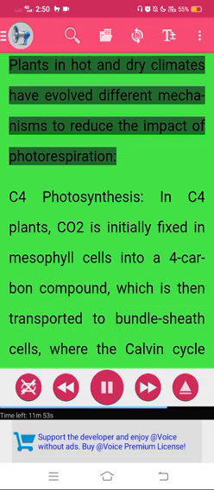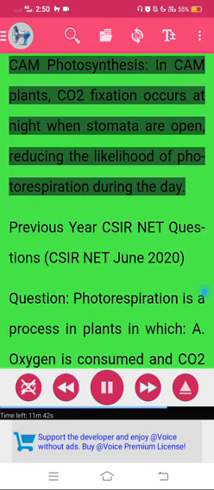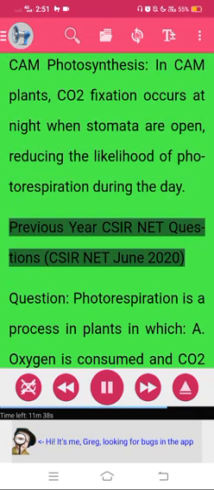Plants in hot and dry climates have evolved different mechanisms to reduce the impact of photorespiration. C4 photosynthesis: in C4 plants, CO2 is initially fixed in mesophyll cells into a 4-carbon compound, which is then transported to bundle sheath cells, where the Calvin cycle occurs, reducing photorespiration. CAM photosynthesis: in CAM plants, CO2 fixation occurs at night when stomata are open, reducing the likelihood of photorespiration during the day. Previous year CSIR NET questions.